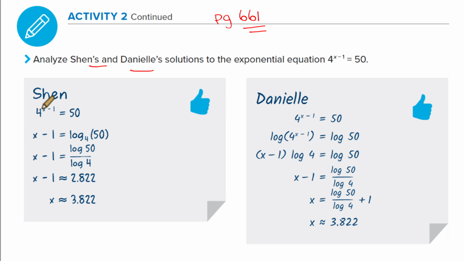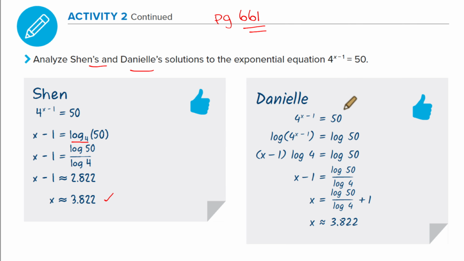We have 4 to the x minus 1. We notice what happened here. It looks like they took log base 4 on the right, which means they did log base 4 on the left, and it brought that exponent down. Okay, so now look what Shen did. We said log base 4 of 50. Shen did log of 50 over log of 4, right? And that is that property I just taught you. And then they did plus 1 to get the 3.822.